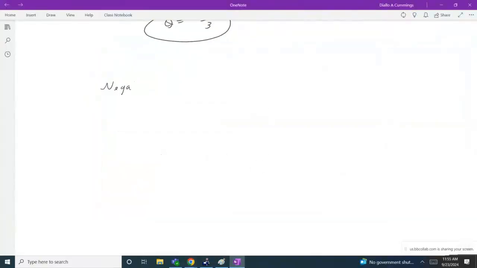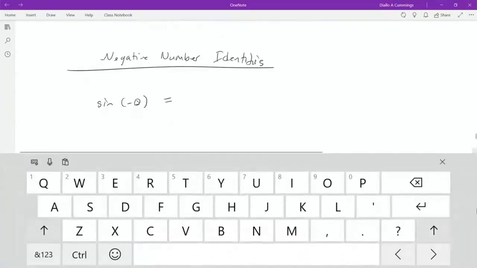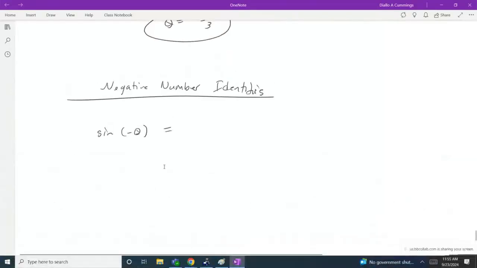So this is the negative number identities. The sine of negative theta, right? So this trig function has a negative angle measure, which we try to avoid. You can write that as a positive angle measure by using this formula. It says that the sine of negative theta is equal to negative times the sine of positive theta. So notice the negative angle is now written as a positive angle.